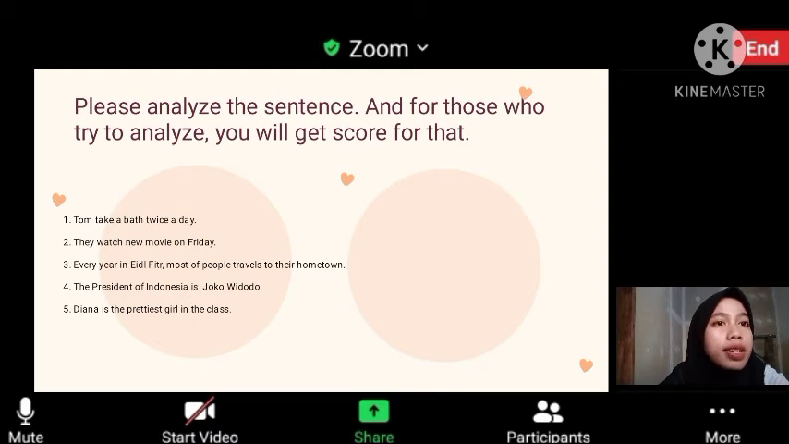Number 4. The president of Indonesia is Joko Widodo. It's a fake meme, and I don't find any mistakes here. And then, number 5. Diana is the prettiest girl in the class. It's also no mistake here, but it's my opinion, which others perhaps don't agree with, so it's a kind of generalization meme.